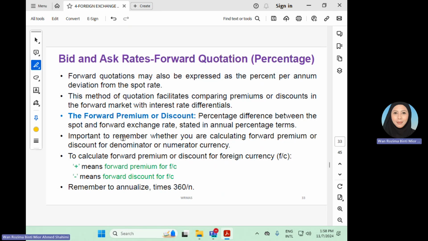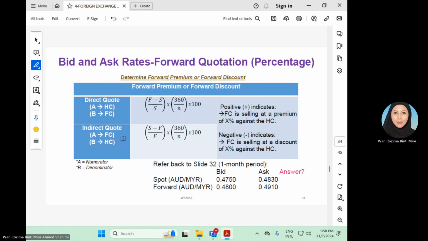Remember just now you learned about the spread between bid price and ask price. Now the difference between the spot rate and forward rate is what we call forward premium or forward discount. So the difference, yeah. Important to remember whether you are calculating for premium or discount for the denominator or numerator currency. So meaning that if your answer is positive, forward premium. If your answer is negative, forward discount. Yeah. Remember to analyze.